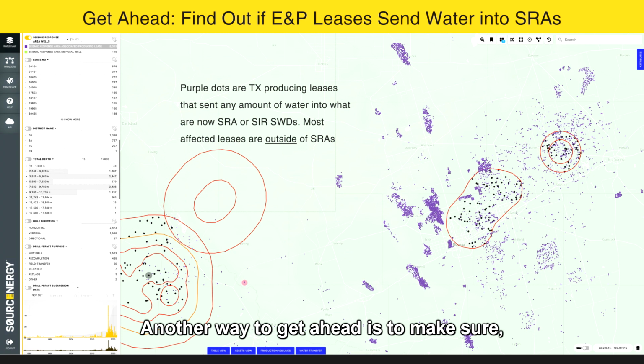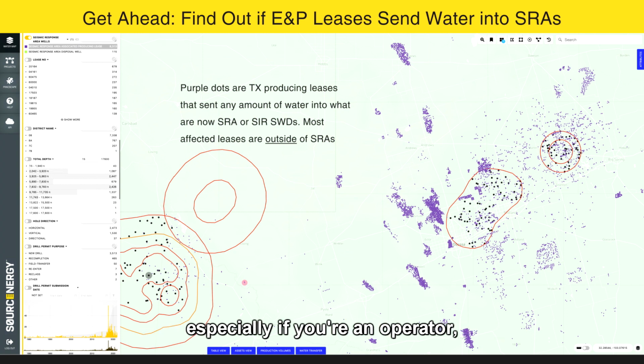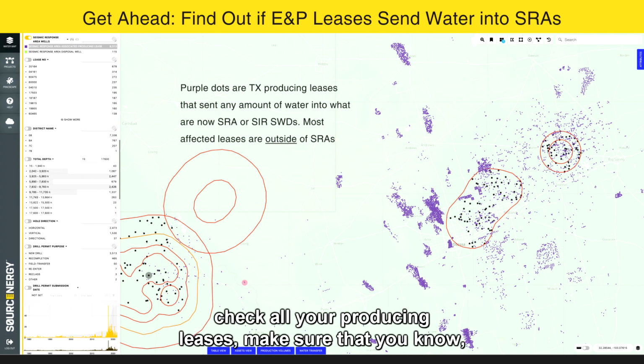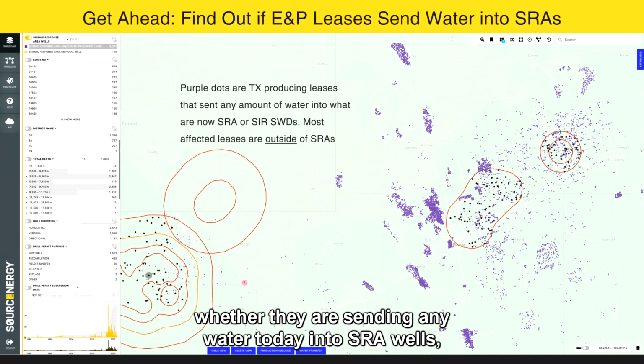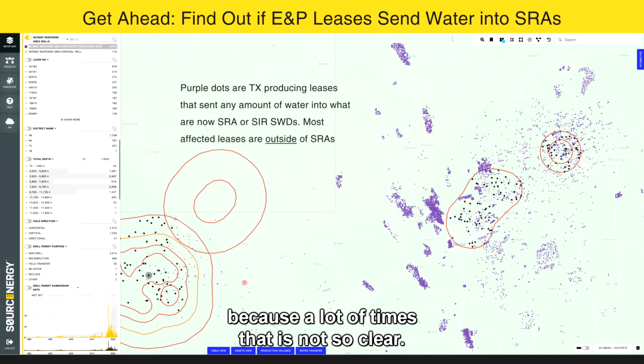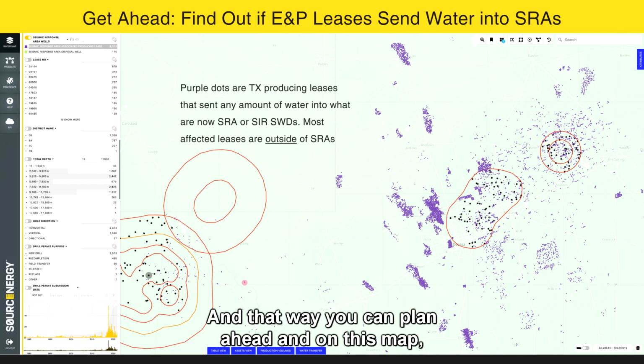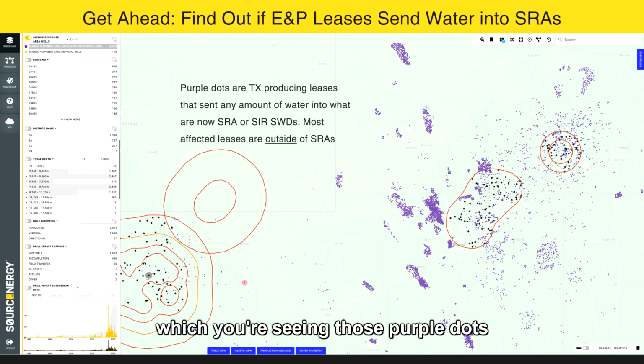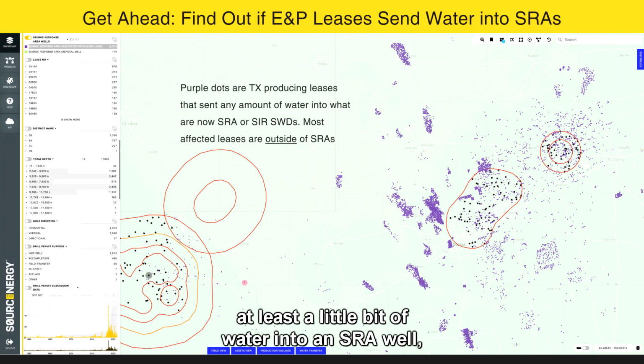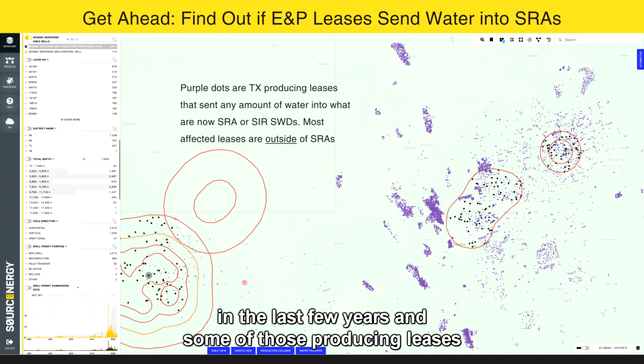Another way to get ahead is to make sure, especially if you're an operator, check all your producing leases. Make sure that you know whether they are sending any water today into SRA wells, because a lot of times that is not so clear. And that way you can plan ahead. And on this map, what you're seeing, those purple dots, are producing leases that have sent at least a little bit of water into an SRA well in the last few years.